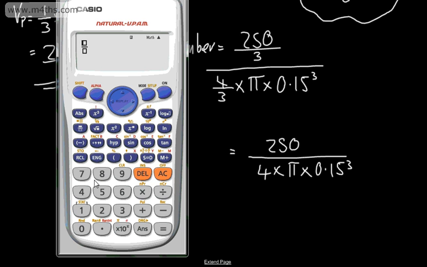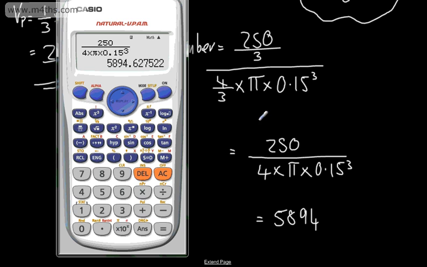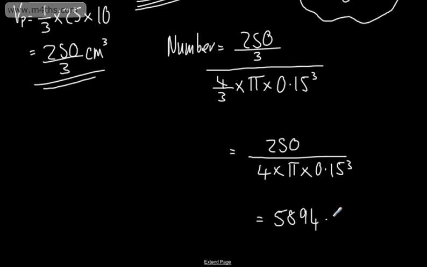So we're going to have now in the numerator 250, in the denominator 4 multiplied, and we hit shift and pi is down here, and we're going to multiply this by 0.15, which we need to cube, and the answer to this is going to give us 5894.62. So let's write this in. So we've got 5894, and let's write the decimals in, 5894.6. So just jotting this in, 62 dot dot dot.